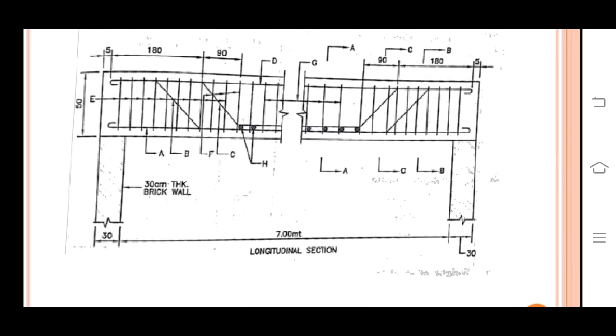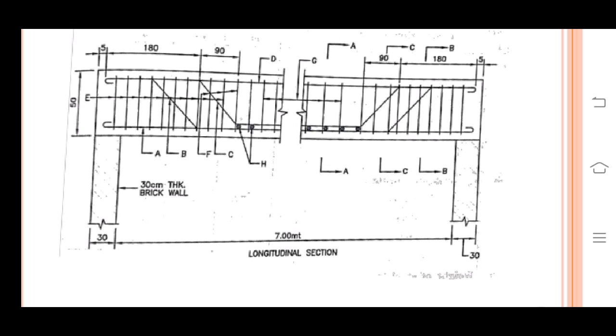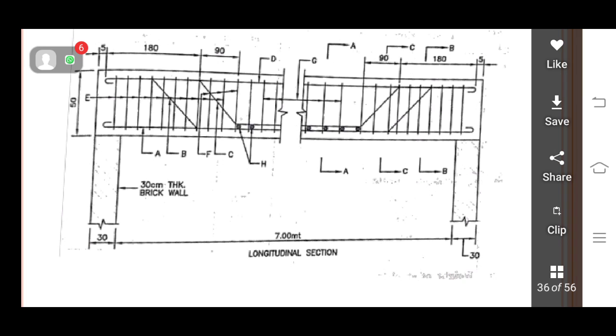This diagram shows the detailing of the reinforcement, in which the clear span is given as 7 meters. The wall bearing thickness is 0.30 meter or 300 mm, the depth of the beam is 50 centimeter, and the width is 300 mm or 0.3 meters.